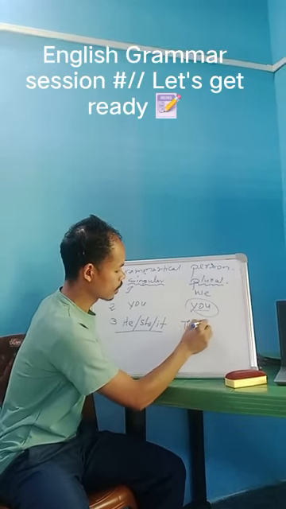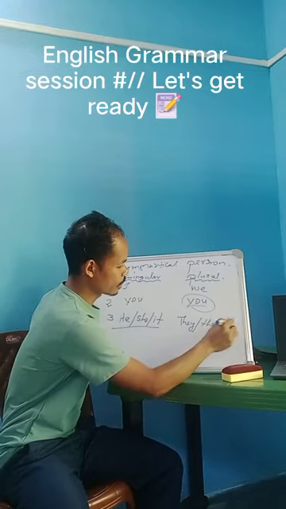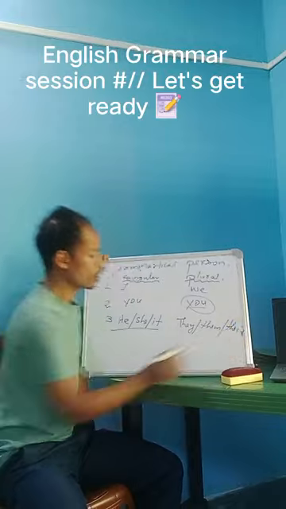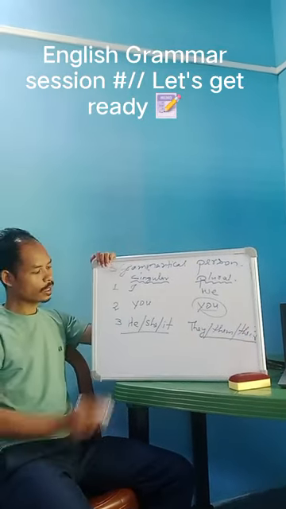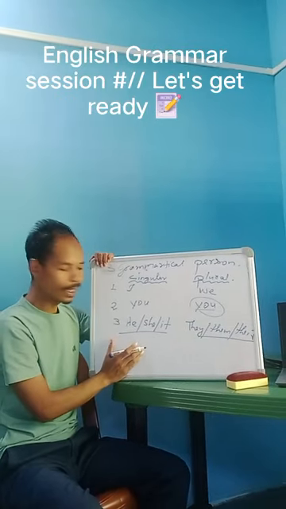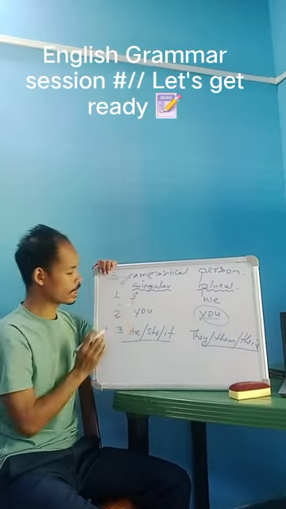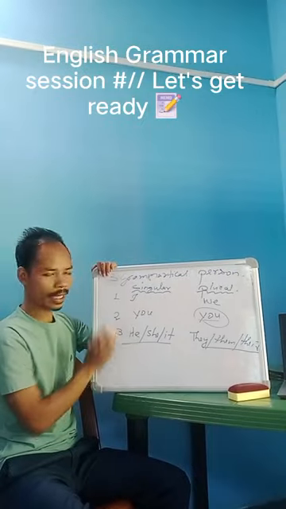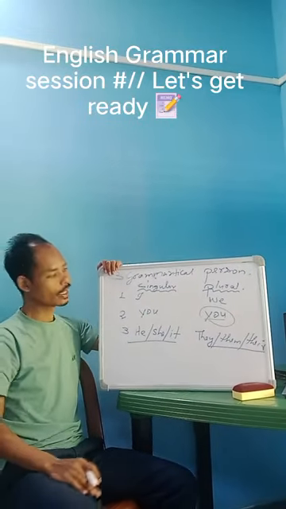They, them, their, T-H-E-I-R. So this is the third person plural. So these are the grammatical persons in English grammar. So first, second, and third. We have three grammatical persons in English grammar.